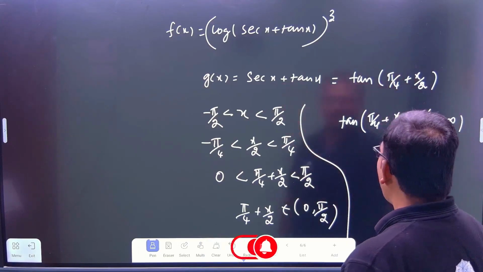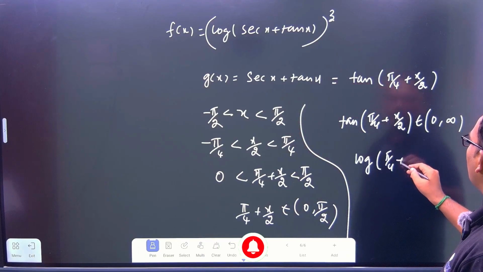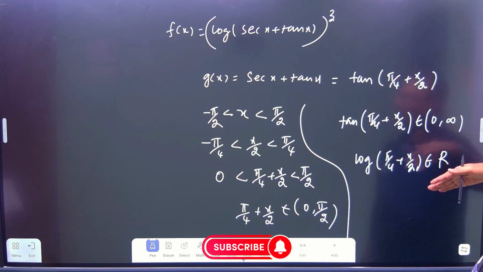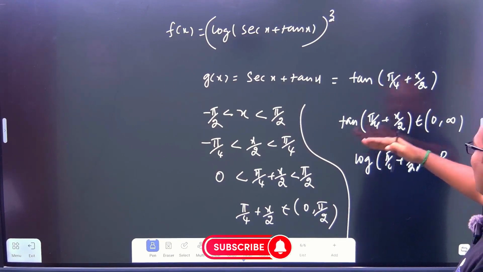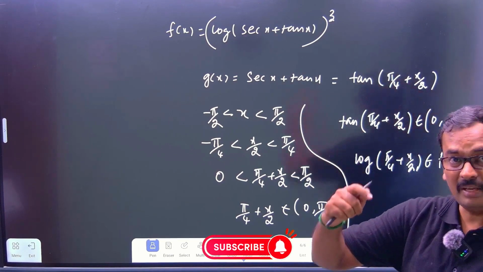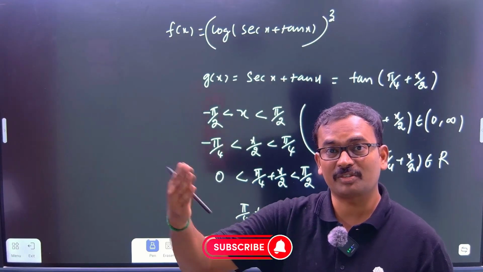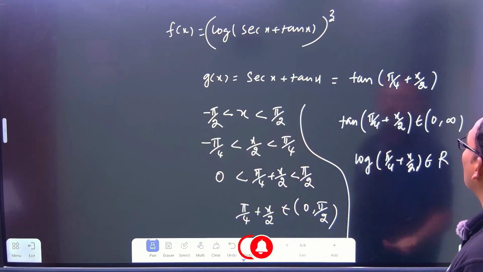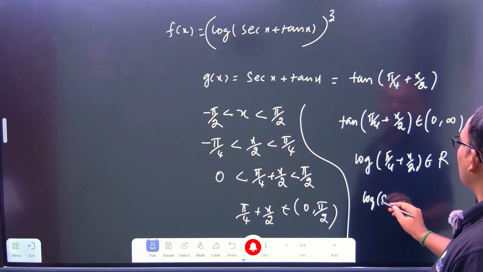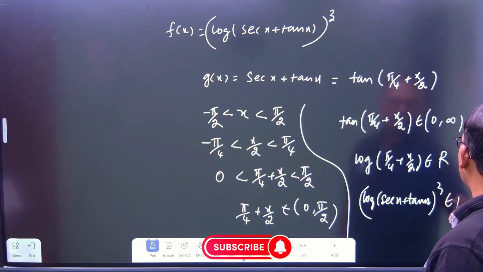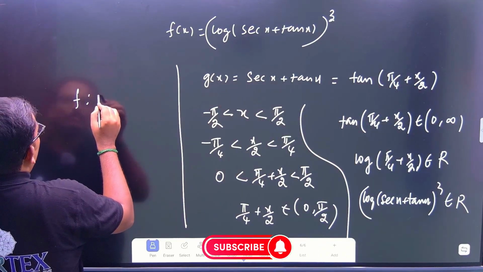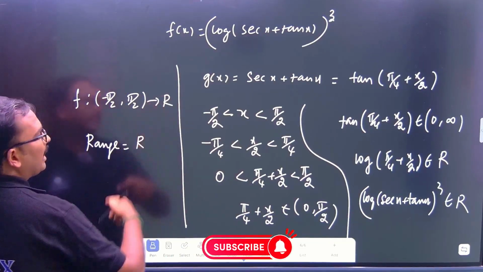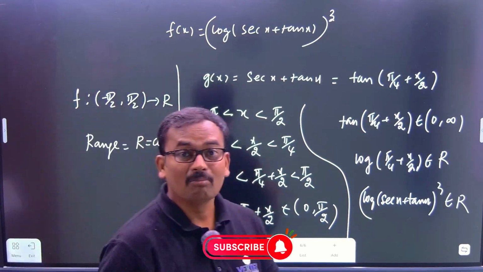Now we can apply the log of something. Log of tan of pi by 4 plus x by 2. Log 0 goes to minus infinity and log infinity is infinity only. So the tan of something goes from 0 to infinity. When you apply log, which is an increasing function, right? In this interval, log of this thing goes from minus infinity to plus infinity. Cube on that, so the log of (secant x plus tan x) whole cube also belongs to the real numbers. So what is the range given to you? The function from the open interval minus pi by 2 to pi by 2 to real numbers. The range here is the real numbers. It is the same as the codomain. Therefore, this function is completely onto as well.